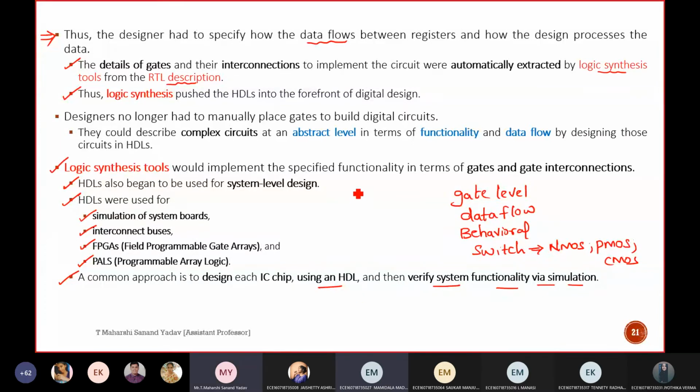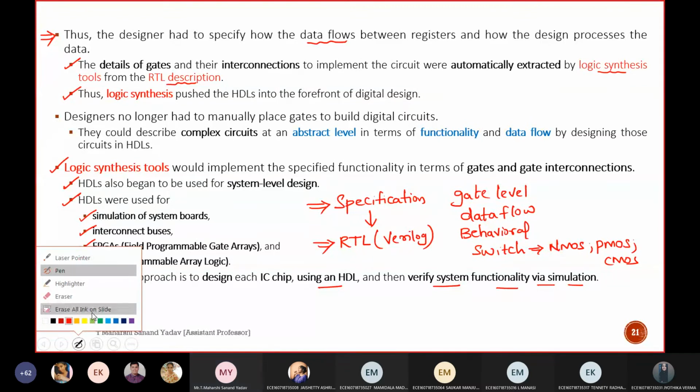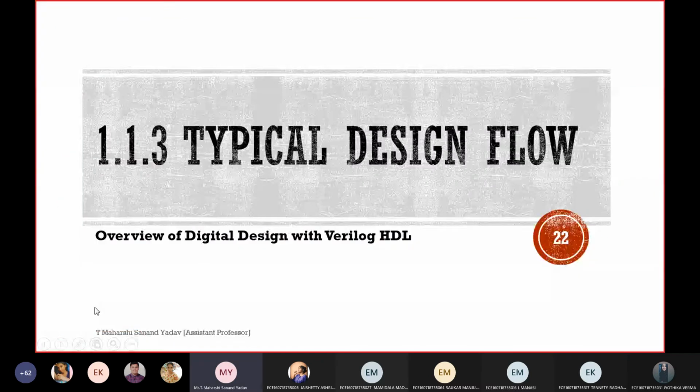Next. A common approach is to design each IC chip using an HDL and then verify system functionality via simulation. So initially you'll get some specifications. By understanding those specifications, you need to write the RTL description. Simply, you need to write Verilog code based on the specifications. If I ask you to build some logic, I'll explain it in my own words and give you a data summary sheet. By analyzing that, you need to write the RTL Verilog code for it. I'll show you that flowchart also so that it will be very clear for you. Done.